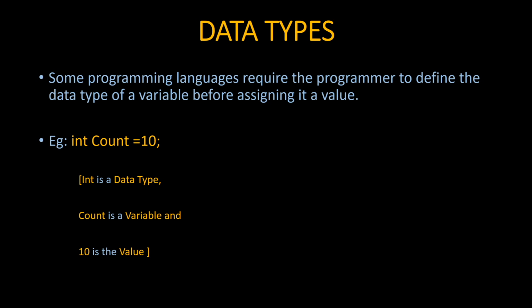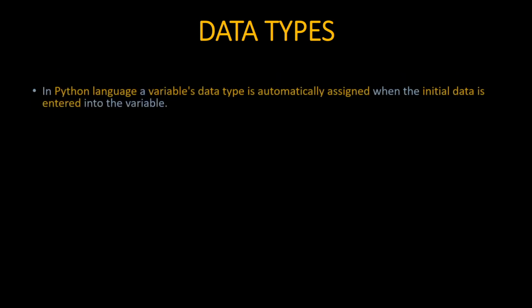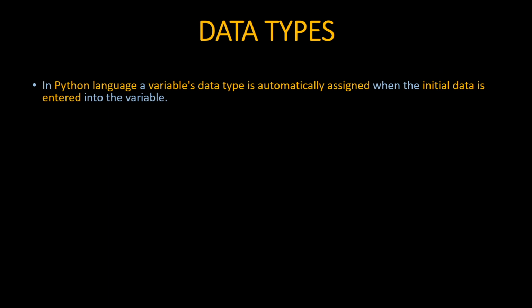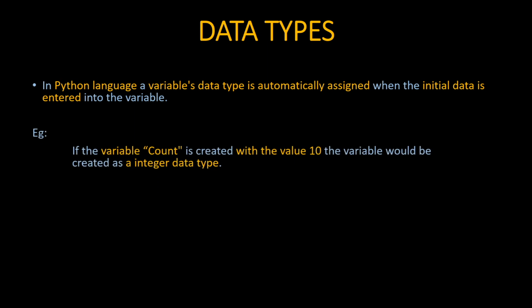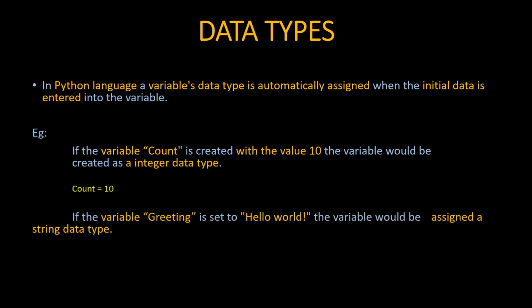But in Python we really don't need to do that. In Python language, a variable's data type is automatically assigned when the initial data is entered into the variable. So let's take the previous example. If the variable count is created with the value 10, the variable would be created as an integer data type automatically. Let's take another example. If the variable greeting is set to hello world, the variable would be assigned a string data type automatically.